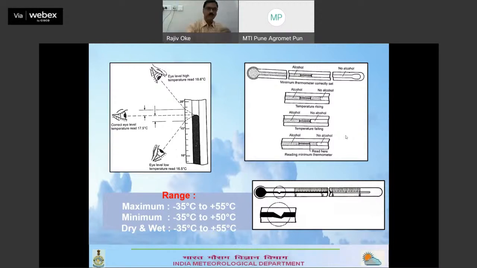Similarly, for minimum, you have to just tilt. The two ends of this have been clamped. You have to take one of the ends and just tilt it so that the glass index and the mercury come to the farther end, and that is showing at par with the temperature at dry bulb. So that is called a setting to get it ready for the day's maximum or minimum to come and get recorded.